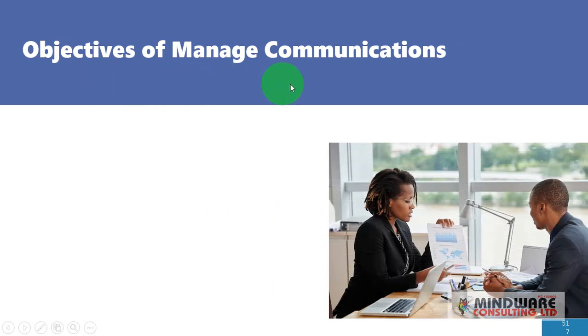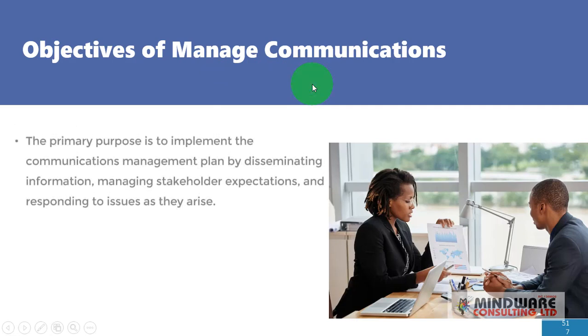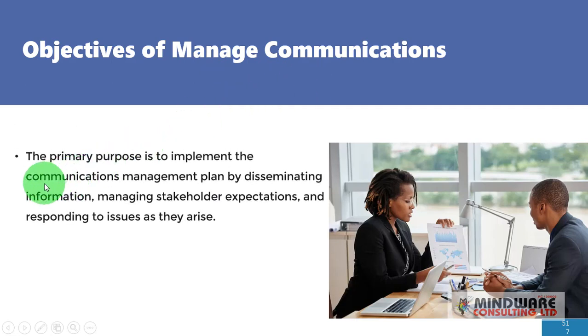Now, what are the objectives of the managed communications process? The primary objective of this process is to implement the communications management plan by disseminating information, managing stakeholder expectations, and responding to issues as they arise. The main document being used here is the communications management plan.